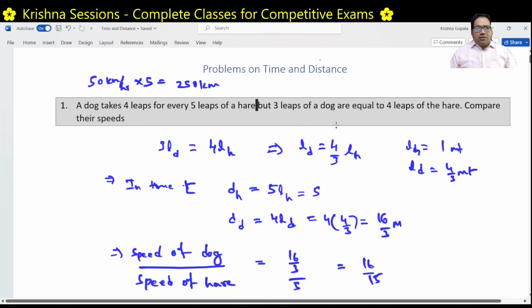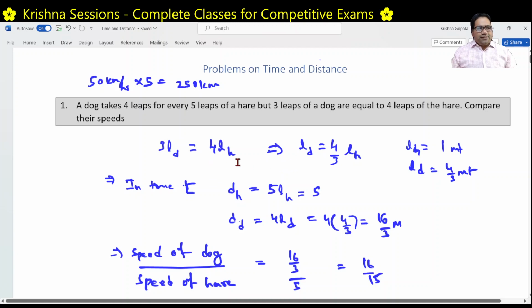3 leaps of a dog are equal to 4 leaps of a hare. Whatever distance the hare covers in 4 leaps, the dog will cover in 3 leaps. So each leap of a dog is bigger than each leap of the hare. Let's say both cover 10 feet. The dog will cover 10 feet in 3 leaps, and the hare will cover 10 feet in 4 leaps.